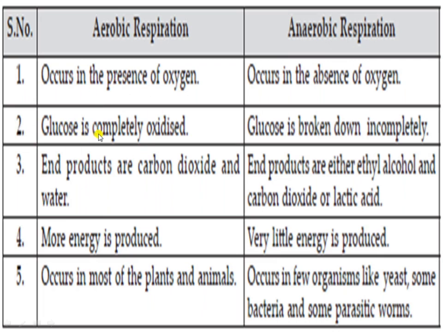In aerobic respiration, glucose is completely oxidized. In anaerobic respiration, glucose is broken down incompletely. The end products are carbon dioxide and water in aerobic respiration, and the end products in anaerobic respiration are alcohol and carbon dioxide, or lactic acid in human beings. More energy is produced in aerobic respiration, less energy in anaerobic respiration. Aerobic respiration occurs in most plants and animals. Anaerobic respiration occurs in few organisms like yeast, some bacteria and some parasitic worms.